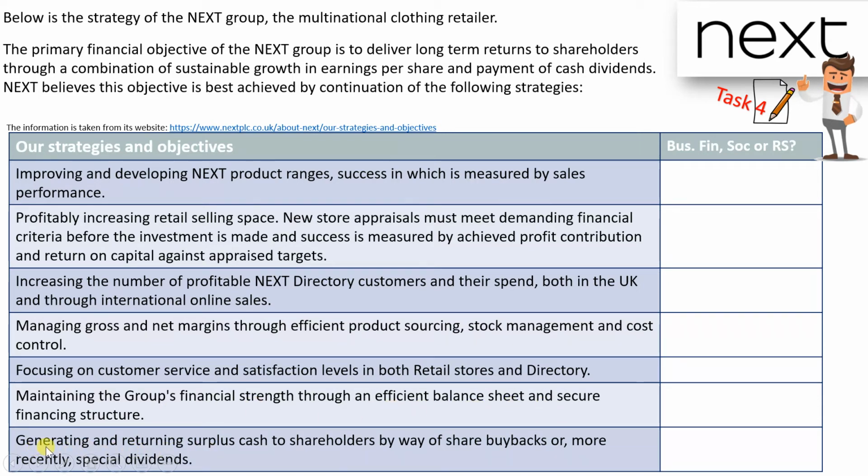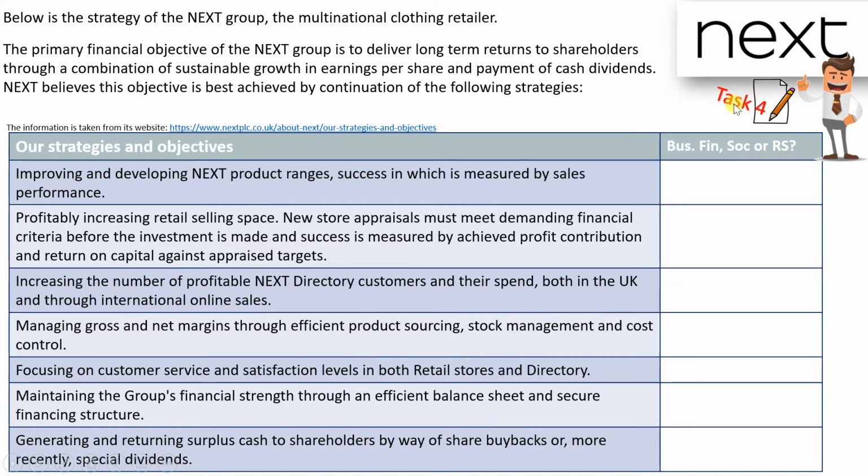Objective number 7, generating and returning surplus cash to shareholders by way of share buybacks or, more recently, special dividends. Now what this means, it's all about the investors now. Generating and returning surplus cash means Next generating enough profit in order to pay their shareholders, normally through dividends, which is a percentage of the profit, but they're also looking at share buybacks, which is literally what it says on the tin. Or more recently, they're saying they have special dividends. So where shareholders normally get their annual dividend, they're looking at an additional payment because Next are doing so well.